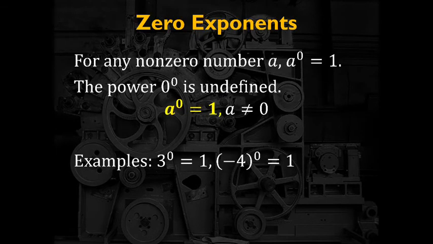Zero exponents are very simple. Anytime you take a number to the 0th power, it always equals 1, unless you're taking 0 to the 0th power. So, 3 to the 0 equals 1. Negative 4 to the 0 equals 1. 1 million to the 0 equals 1. 1/2 to the 0 equals 1. Negative 1 million to the 0 equals 1. Any number except for 0 to the 0th power equals 1.